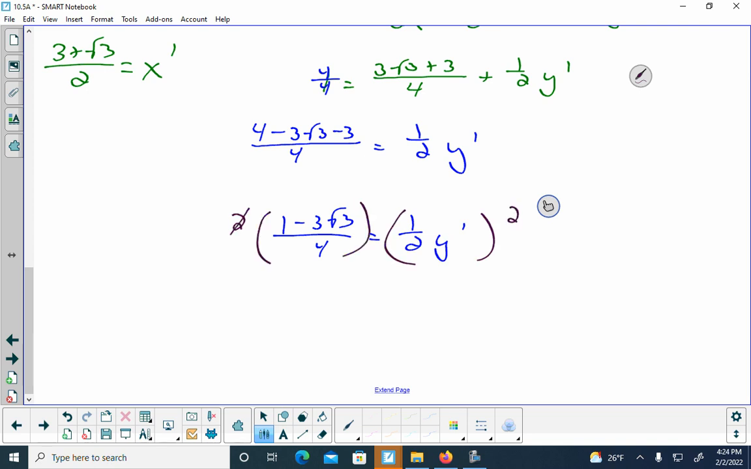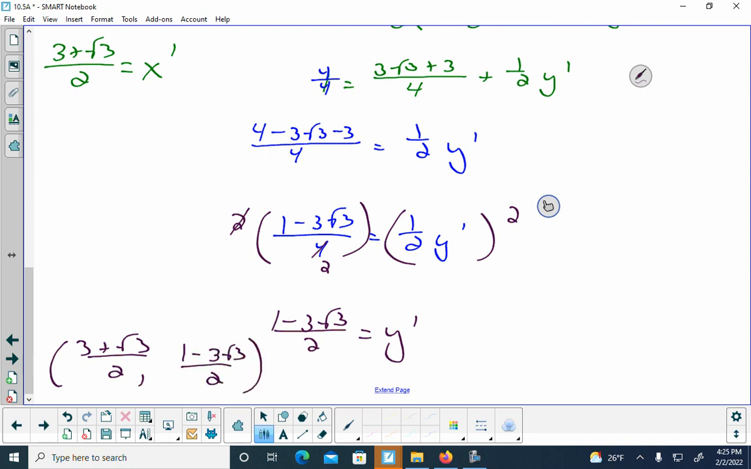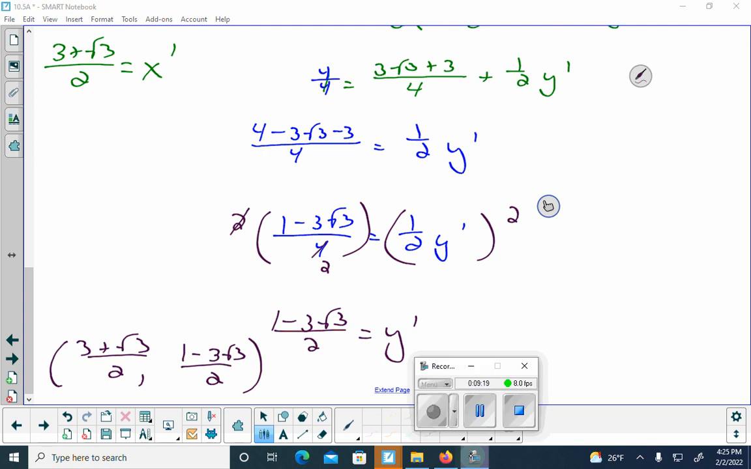When I do that, this will become a 2, and I'll have 1 minus 3 times the square root of 3 over 2 is equal to y prime. So my new ordered pair is going to be 3 plus the square root of 3 over 2, that's my x, and then 1 minus 3 times the square root of 3 over 2, and that's going to be y.